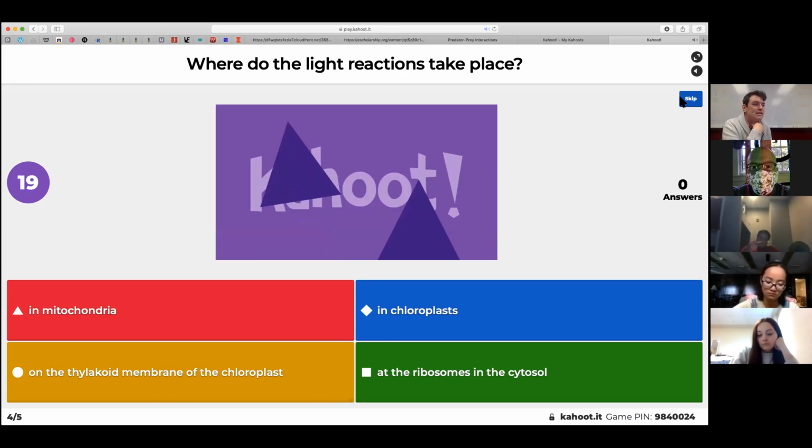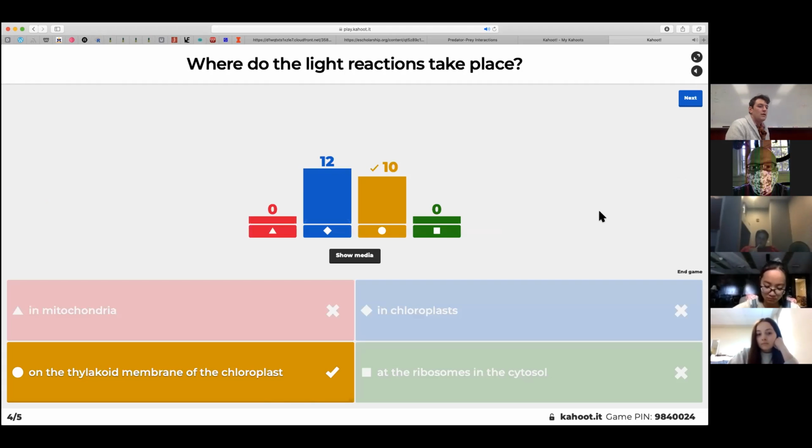Where do the light reactions take place? And I want you to think as specific as you can here. Okay, good. So chloroplast is not incorrect, but as you'll see today, we're going to be focusing on the thylakoid membrane, which is a structure in the chloroplasts. So chloroplast is right, but it's not very precise. On the thylakoid membrane is what we talked about last time, and we'll remind you of that again today. The thylakoid membranes, of course, being inside the chloroplasts.